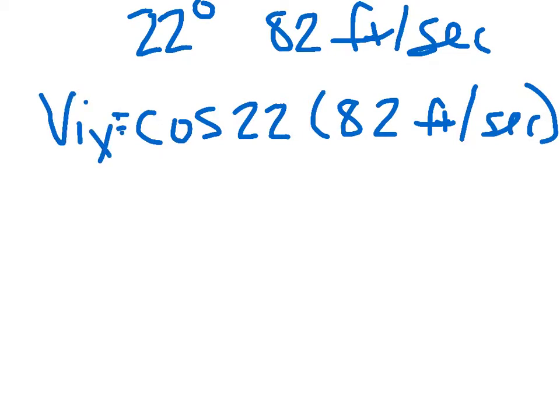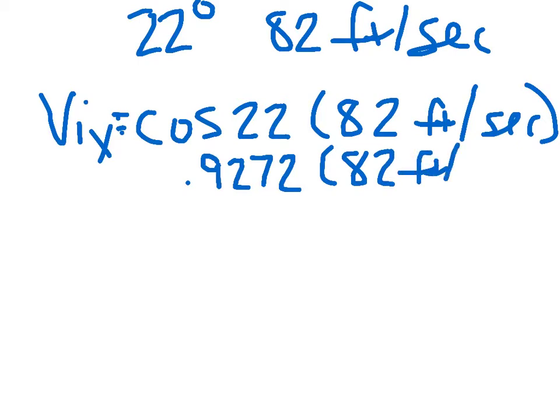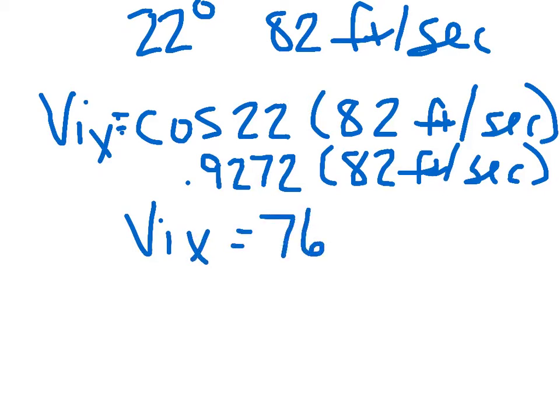It's going to be equal to the cosine of 22 multiplied by 82 feet per second. Cosine of 22 is 0.9272. Multiply that again by 82 feet per second. Initial velocity in the x direction is going to be equal to 76.03 feet per second.